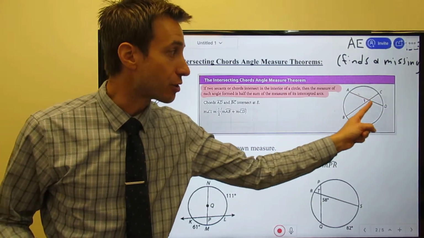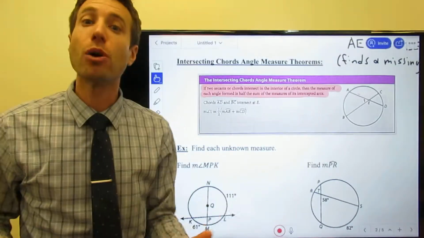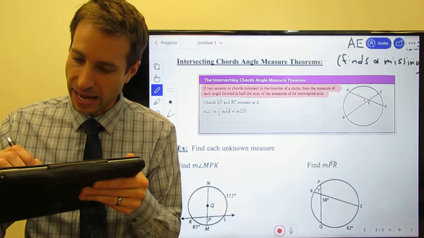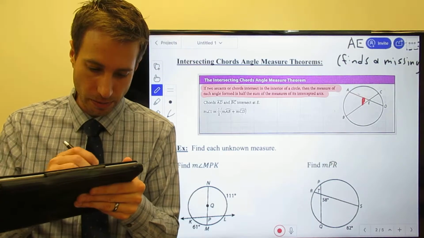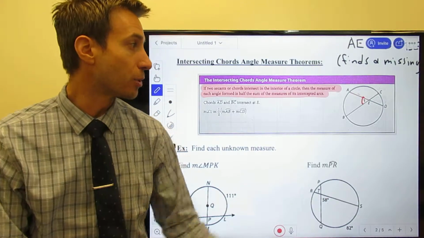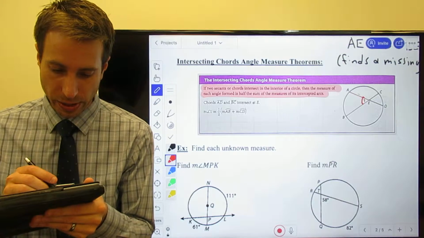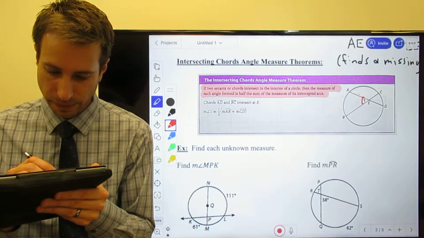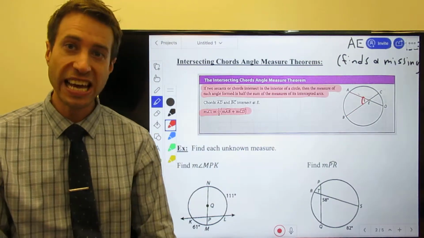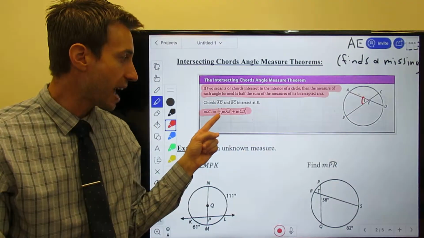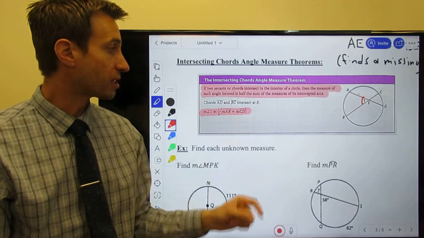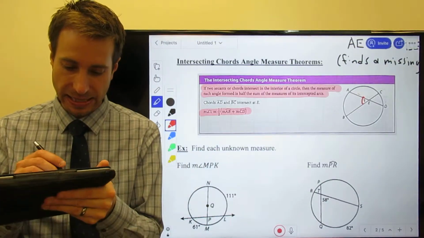If you have intersecting chords, but you don't know an angle, I want you to find this angle right here. That guy. I want you to find that angle. What is the theorem that we're going to use? Well, it works like this. The measure of this angle, the measure of angle 1, is going to be equal to 1/2 the measure of arc AB plus the measure of arc CD.